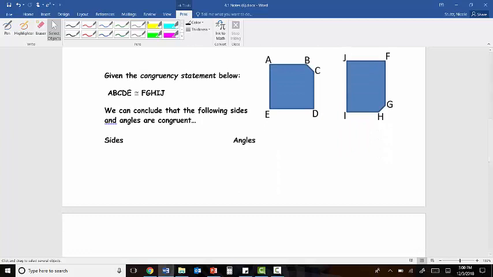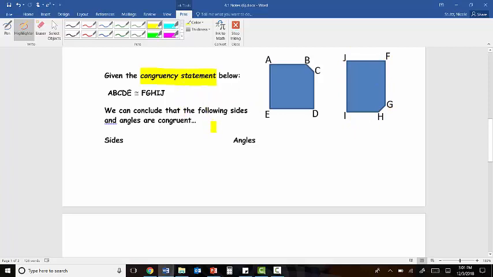So the next thing we're going to look at is what is called a congruency statement. So a congruency statement is basically a bunch of letters with a congruent symbol and then another bunch of letters. So basically saying that two shapes are congruent to each other. The name of the first shape is A, B, C, D, E, and the name of the second shape is F, G, H, I, J.